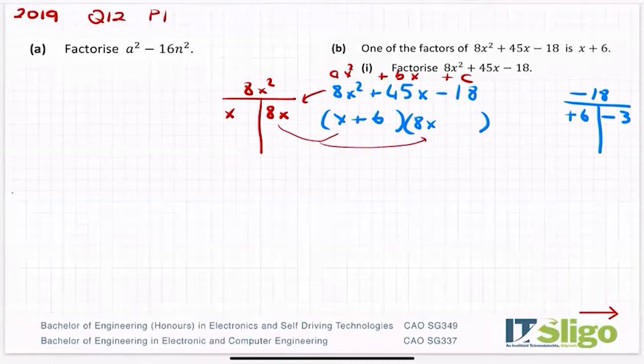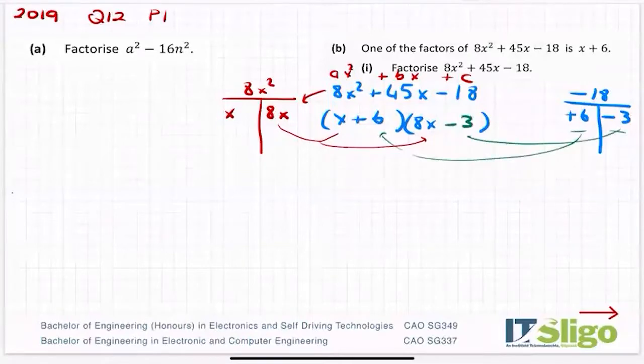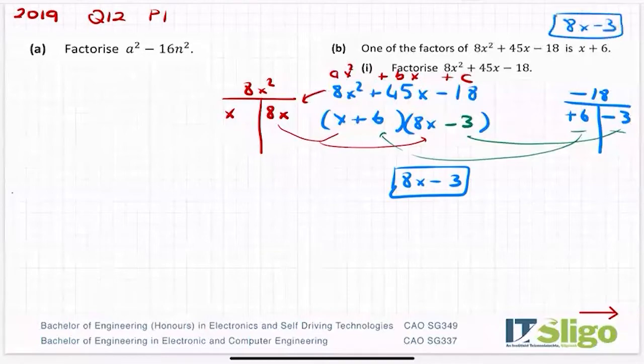And my plus 6 is going in here, and my minus 3 is going in here. So the answer to that one is 8x minus 3. So that, I suppose, was the easier way to do it given one of the factors. I'm not so sure how many people would have seen that. I definitely don't think it's everybody.